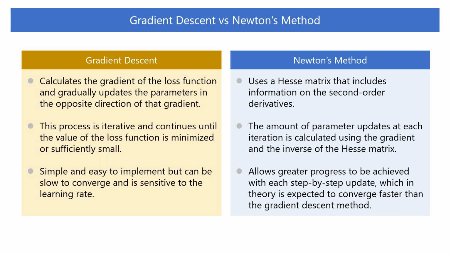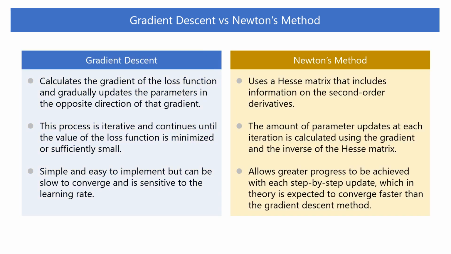The gradient descent method calculates the gradient of the loss function and gradually updates the parameters in the opposite direction of that gradient. This process is iterative and continues until the value of the loss function is minimized or sufficiently small. The gradient descent method is simple and easy to implement, but it can be slow to converge and is sensitive to the choice of learning rate.